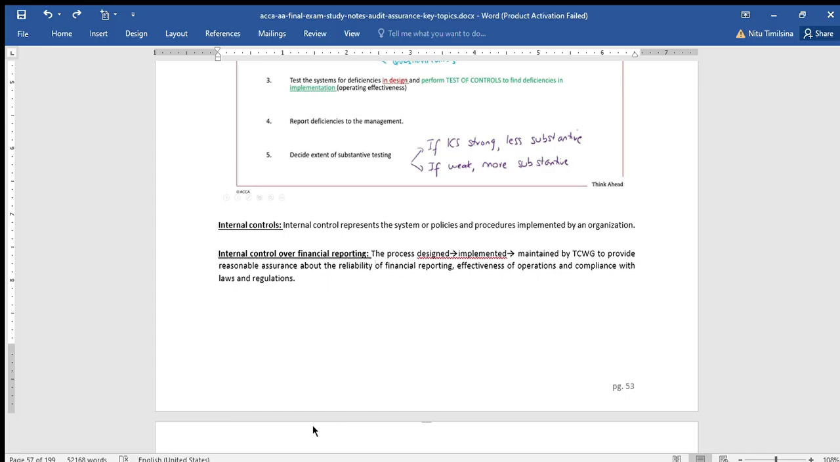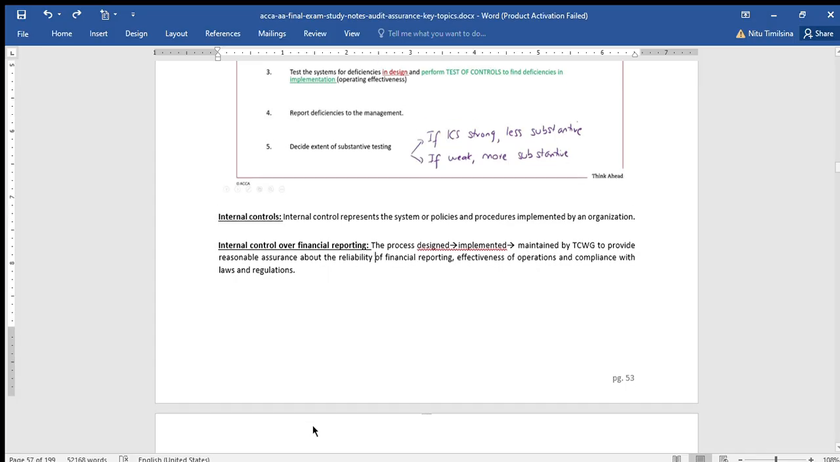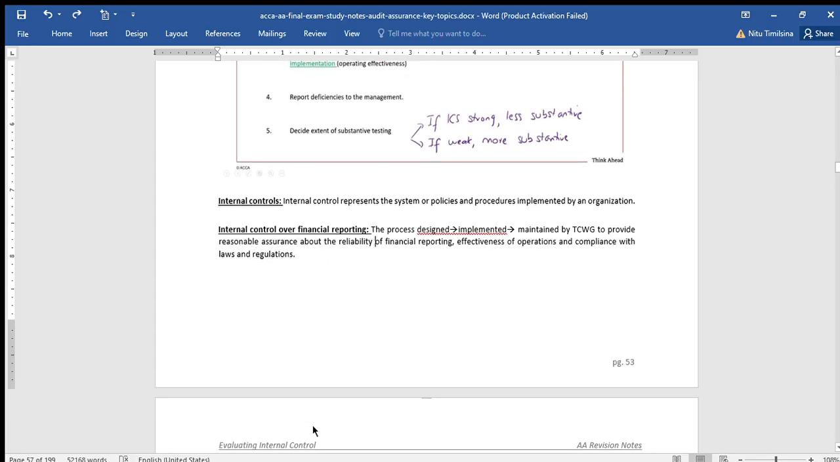So internal control is basically a system of rules, procedures and checks the company puts in place to make sure money is not stolen or misused, records are accurate, work is done efficiently, and laws are followed. We can think of it as a protective shield around the company's financial information.